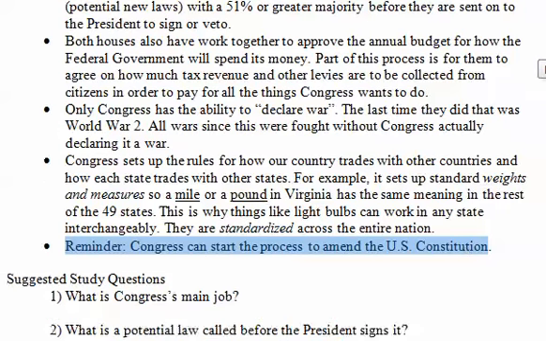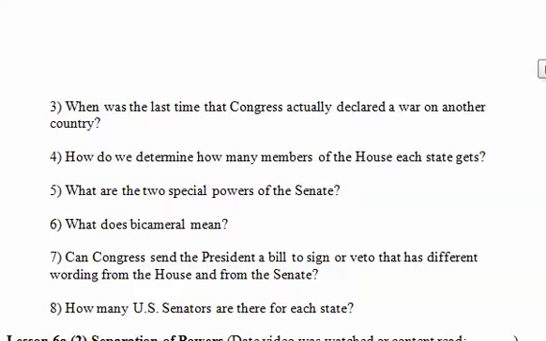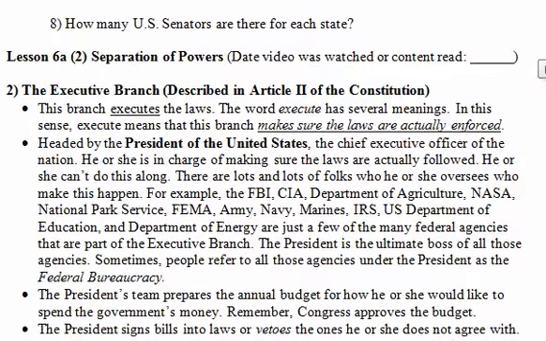Of course, there are study questions for you to look over. We'll do that in class. And then our next class, we'll get into the powers of the executive and judicial branch. You can read ahead if you wish.